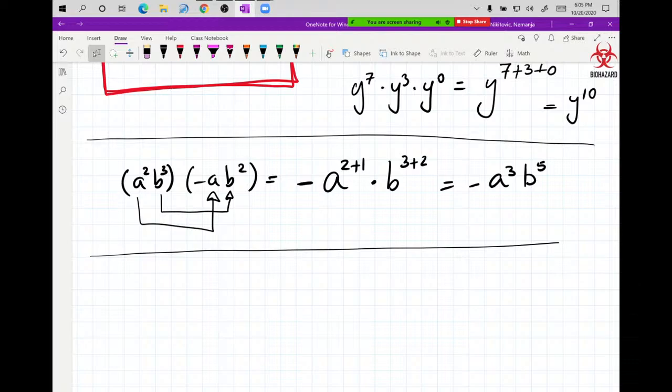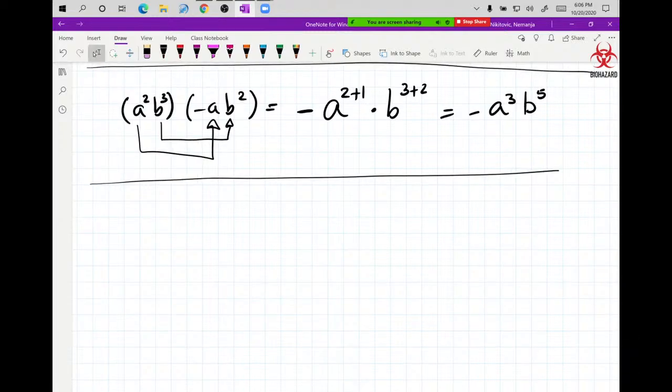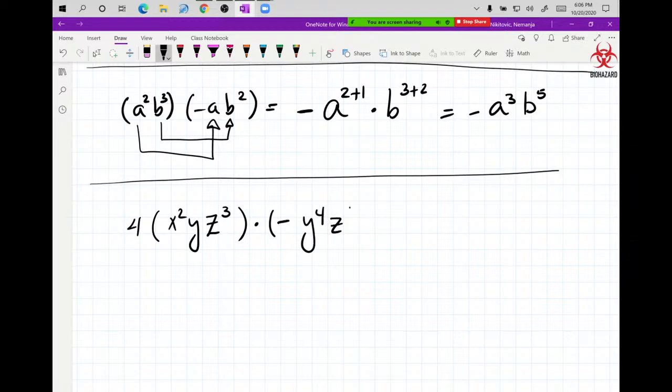Trying to see if they have anything else like that, but all of these problems are very similar. I can make them up. For x squared y z cubed times negative 4 y to the 4 z to the 4, what would this simplify into?